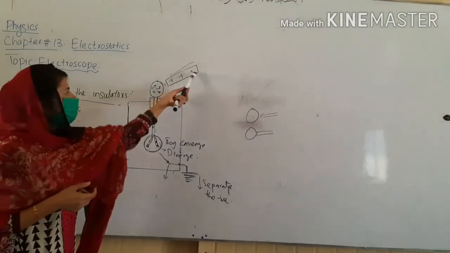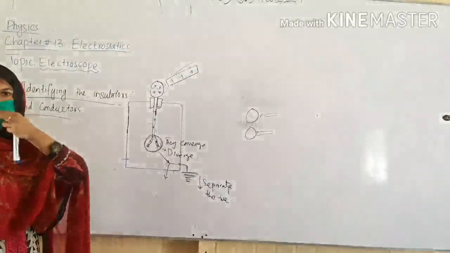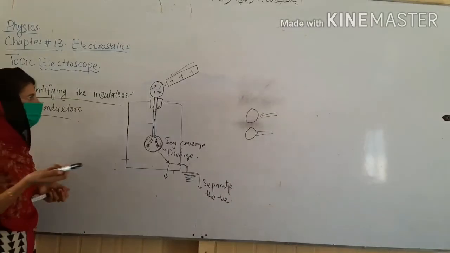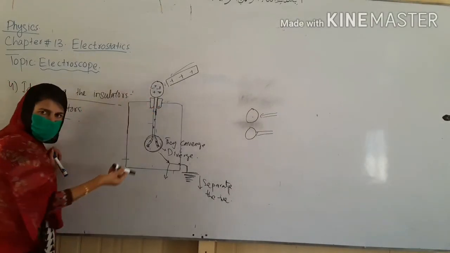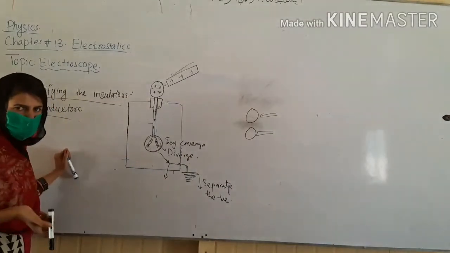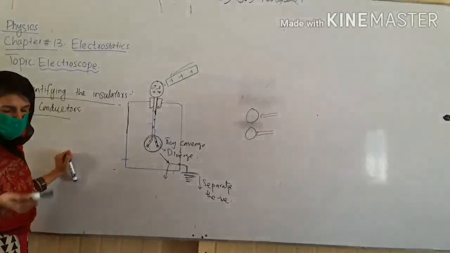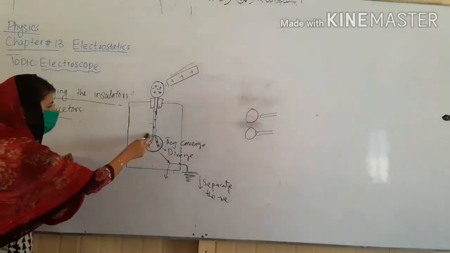If a body near the electroscope is an insulator, obviously it has no charge behavior, it will show no change. Even if it is positively charged, it will show no change in the leaves because it is an insulator having no excess of charges, so it shows no behavior on the electroscope. The leaves show no behavior.